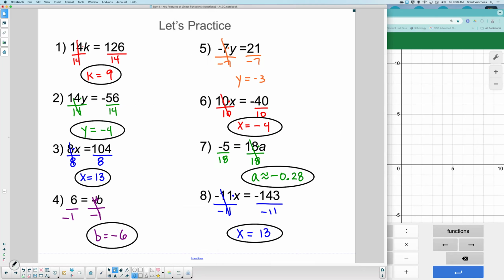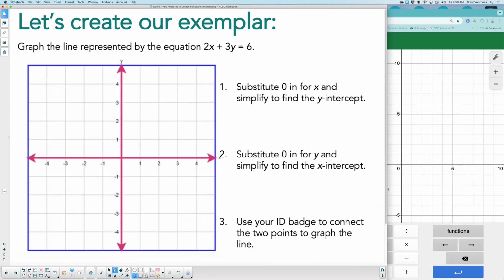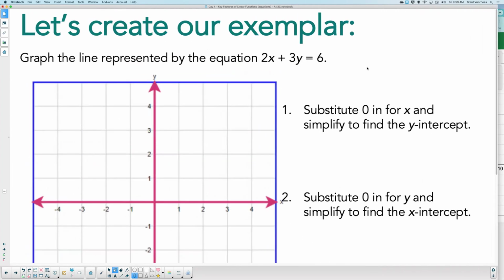Okay, so why did I practice so much of that? Today we're going to look at standard form of lines, which is going to look a little bit different. So the equations are going to look a little different than we've seen. Starting on this next one, we're going to look at how we're going to graph lines when the equation is given in this form.